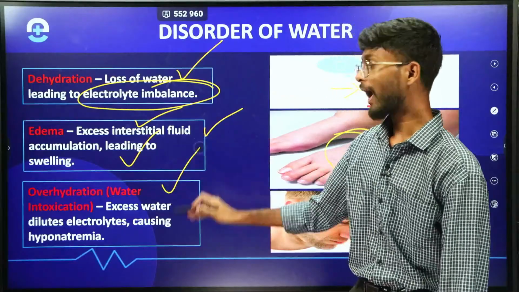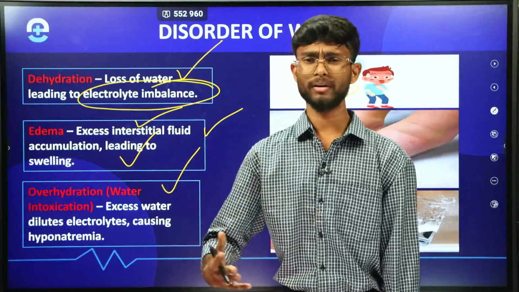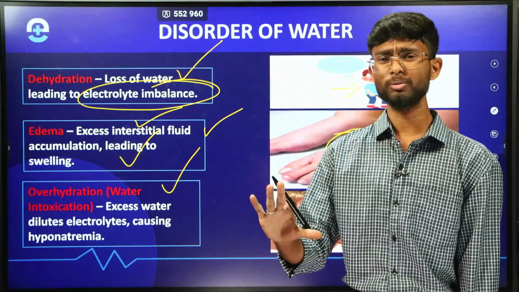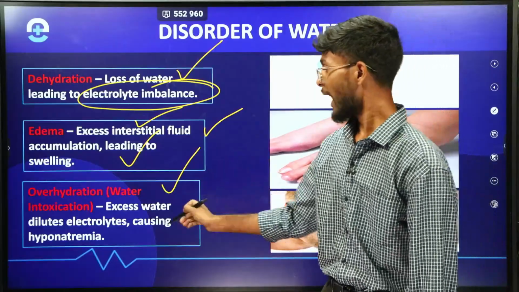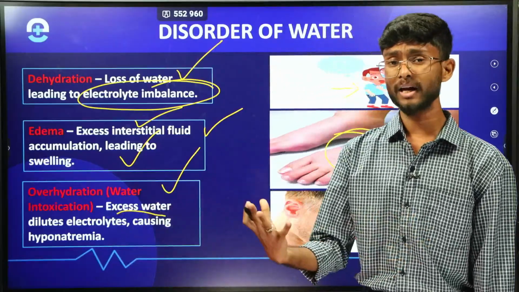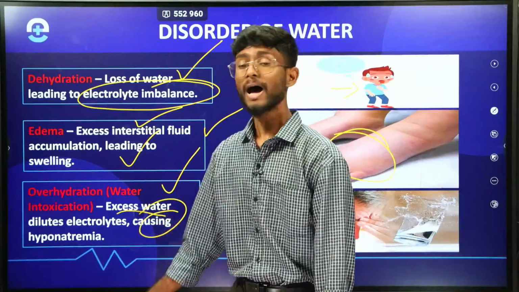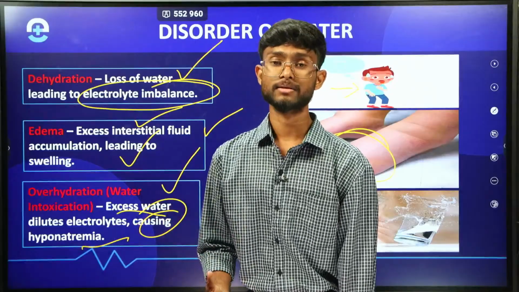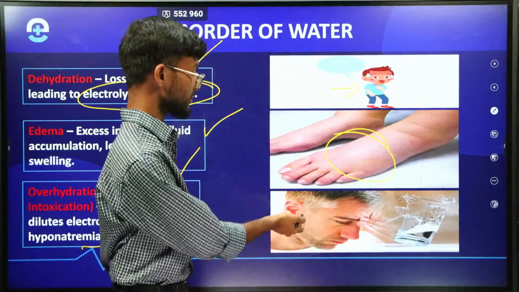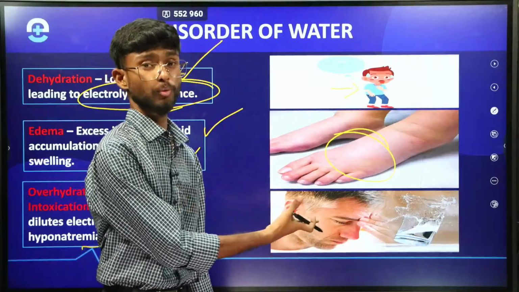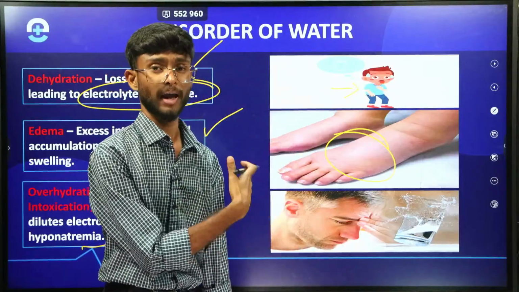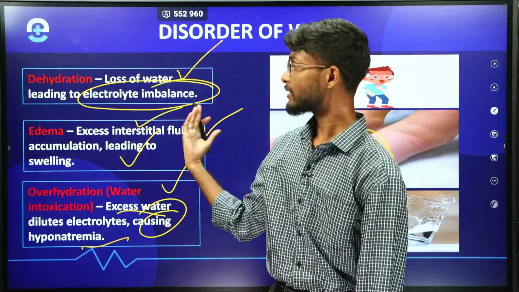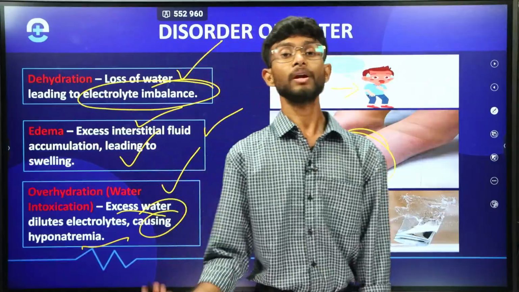Next, overhydration. If you are drinking water excessively, what happens? You feel you don't want to drink anymore, and the excess water dilutes the electrolytes and also causes hyponatremia. This is the condition which leads to hyponatremia. You can see he is very full of water and feels he should not drink water again. This is overhydration. This is about the disorders of water.